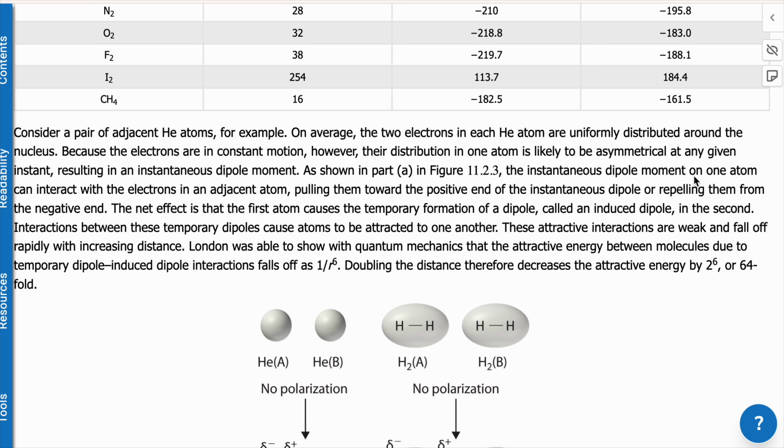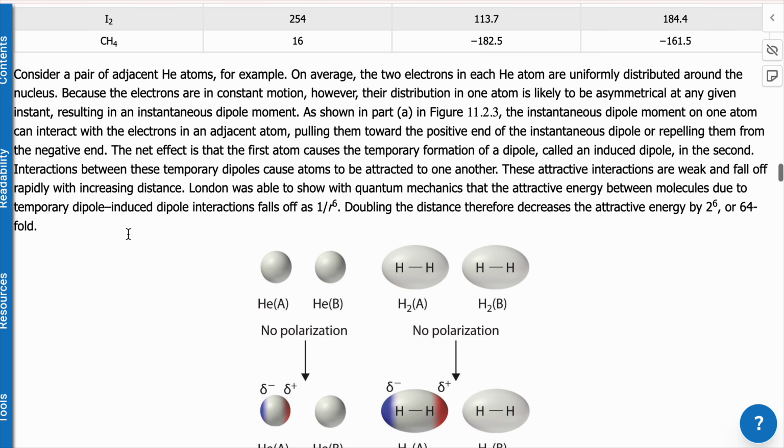The instantaneous dipole moment of one atom can interact with the electrons in an adjacent atom, pulling them toward the positive end of the instantaneous dipole or repelling them from the negative end. The net effect is that the first atom causes the temporary formation of a dipole, called an induced dipole, in the second.